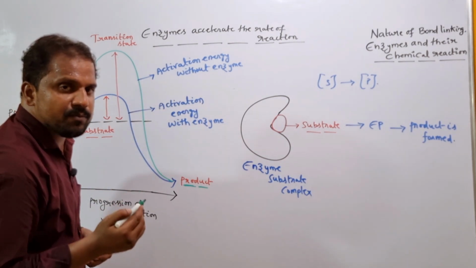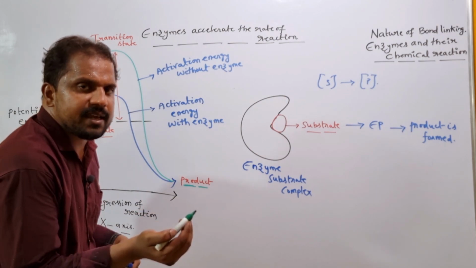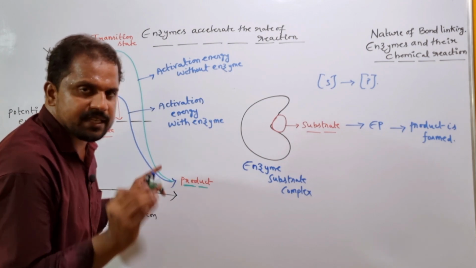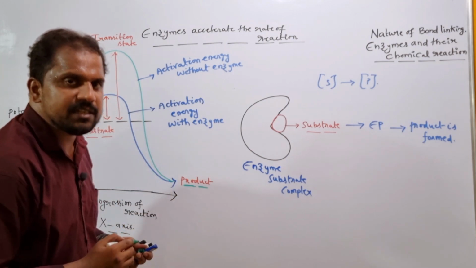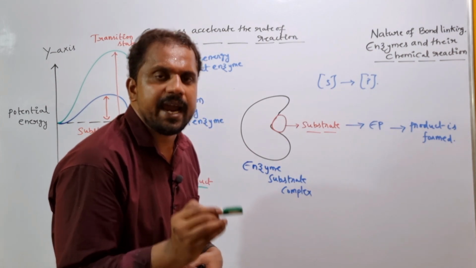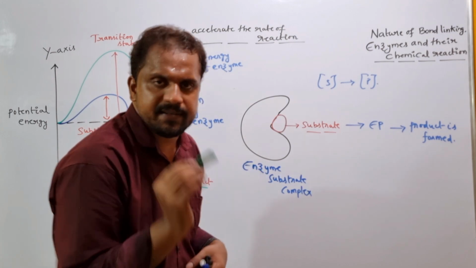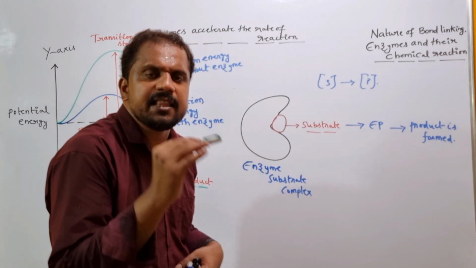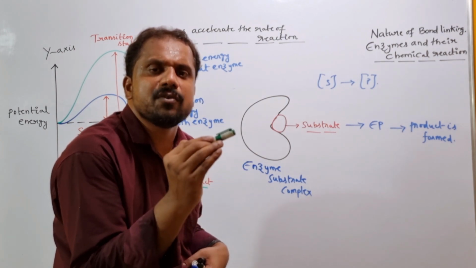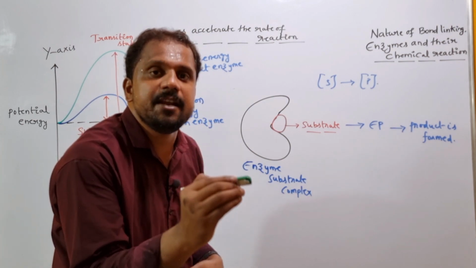So here you may get a small clarification. Why, in spontaneous or exergonic reactions, does the product remain at the lower level in comparison with the substrate? The answer to this question is very simple, because all spontaneous reactions are exergonic, and in addition, nature always favors only spontaneous reactions. Is it clear? All spontaneous reactions are exergonic, and nature always favors only the spontaneous reactions. All spontaneous reactions are energy independent processes.